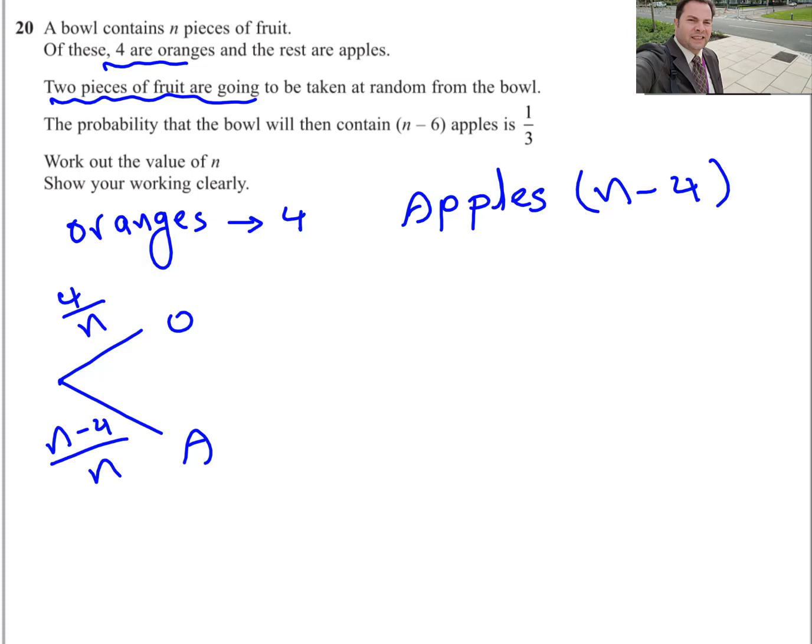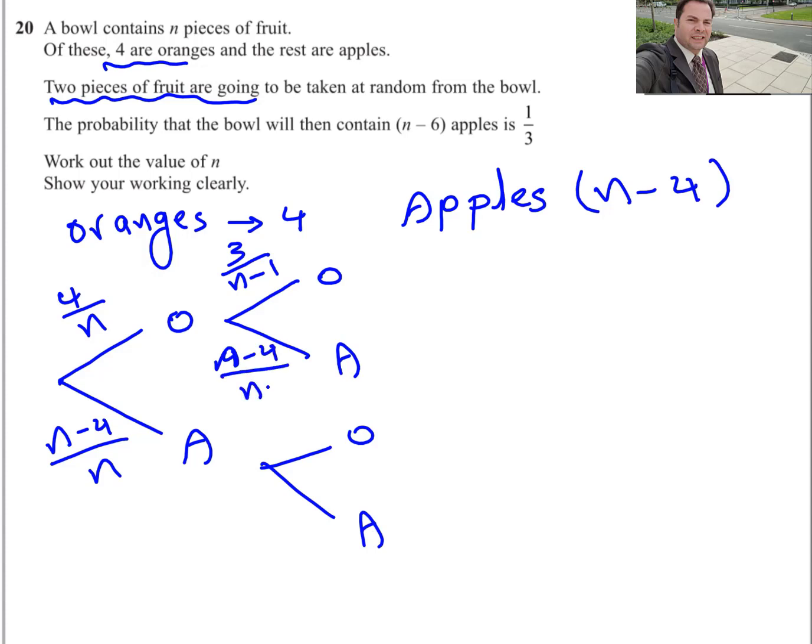If it is written 2 pieces of fruits are going to be taken randomly, and it's not mentioned with replacement or without, this means we take 2 together, which means 1 by 1 without replacement. So in the second one, maybe orange, maybe apples. If the first one is orange, the remainder is 3 out of n minus 1. And apple is still the same, n minus 4, but divided by n minus 1.